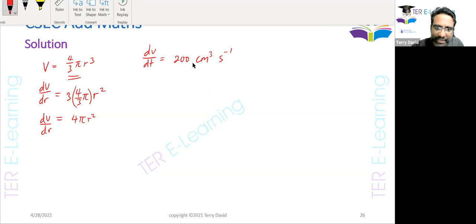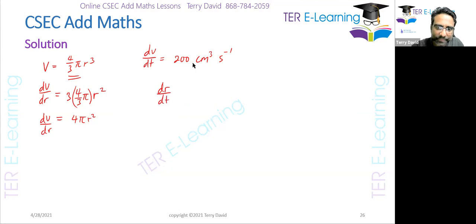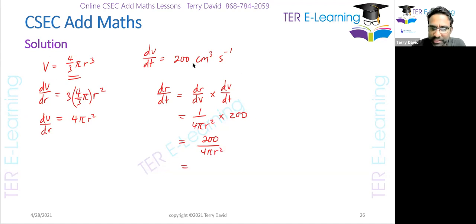So the question wants dr/dt, that's what we want to find. So therefore what is required is dr/dV multiplied by dV/dt. I made a mistake there. So dr/dV is actually 1 over 4 pi r squared, multiplied by dV/dt. We knew what that was, that's 200. So therefore this is actually 200 over 4 pi r squared. This could simplify further, 4 goes into 200 fifty times. So this is 50 over pi r squared.